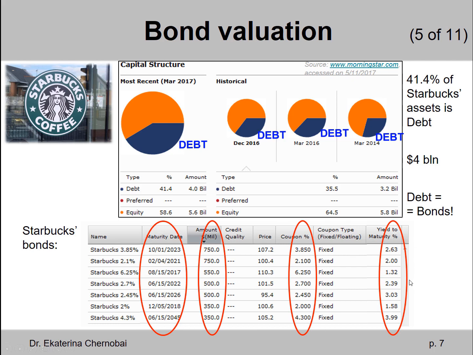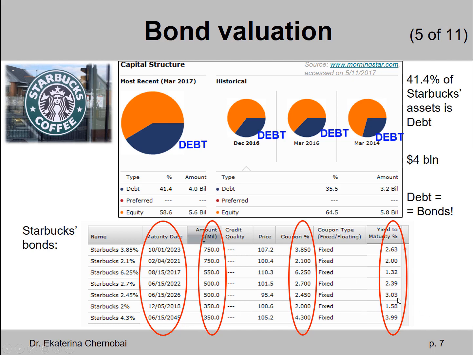And in the last column, you can also see how the yield to maturity, which is the discount rate or IY, differs for all these different categories. For example, you may notice that the yield to maturity is by far the highest, 3.99%, for the bonds which have a very long time left until they mature, which is the year 2045.